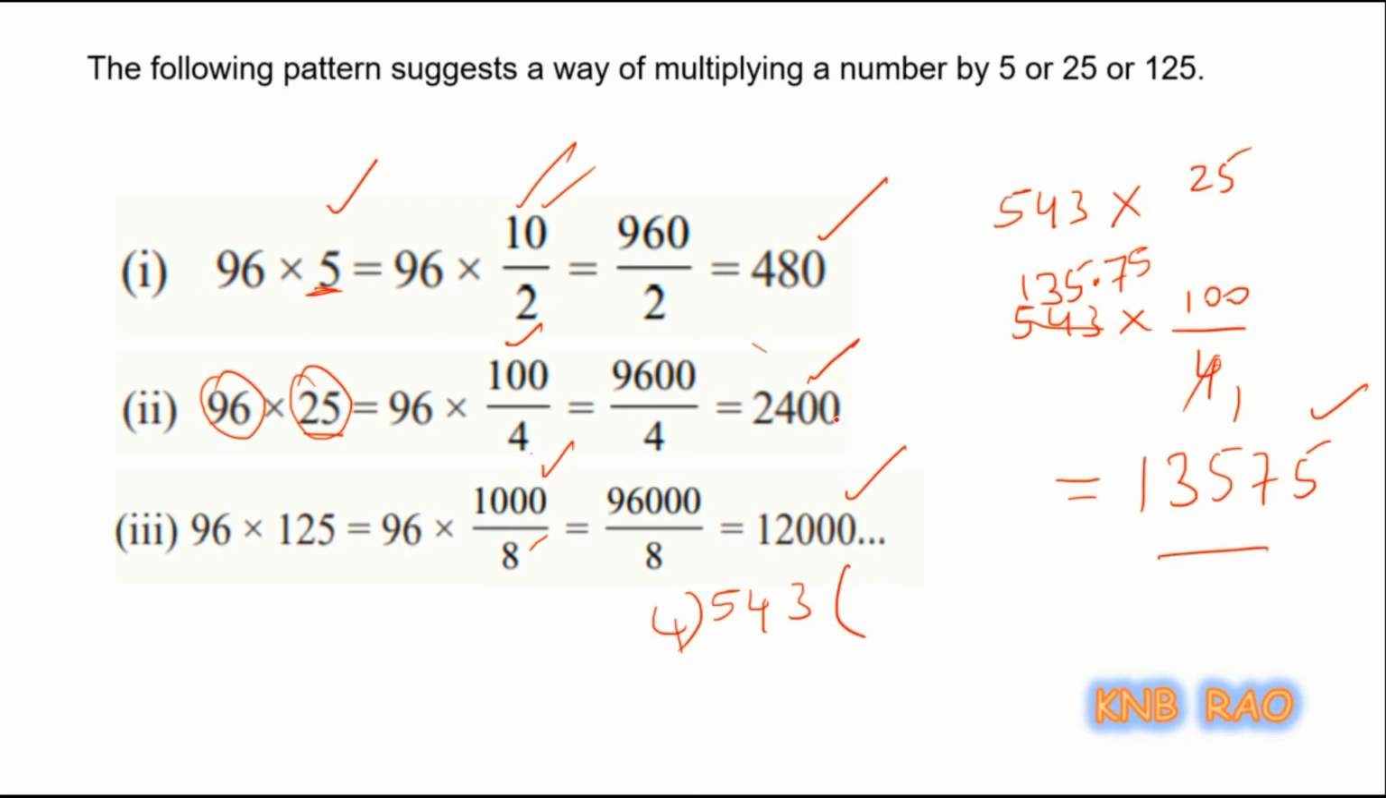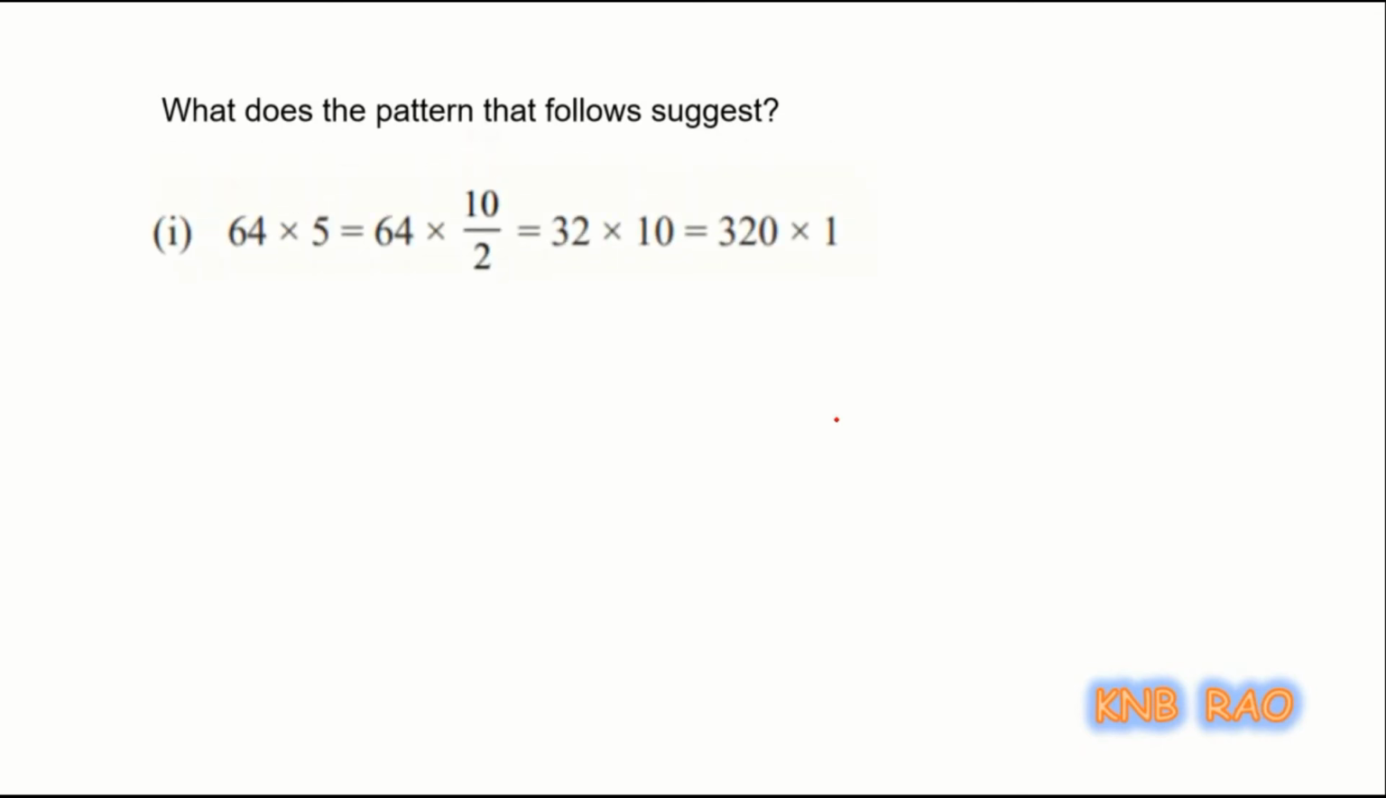Next, coming to this, what does the pattern following suggest? Here I am giving you a pattern. First one, 64 into 5. What did I do? Same, 5 I have written as 10 by 2. So cancels 64 by 2, is 32. 32 tens are 320.